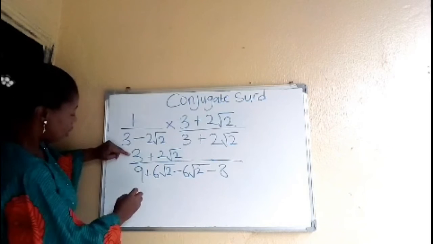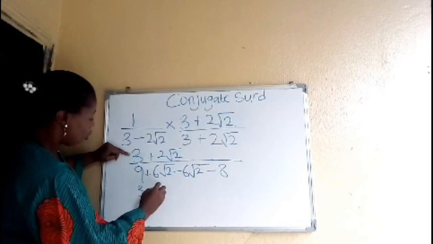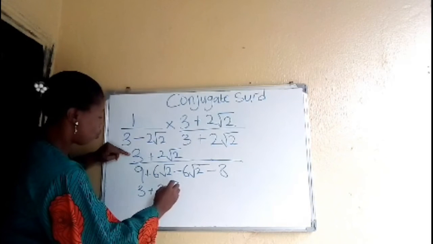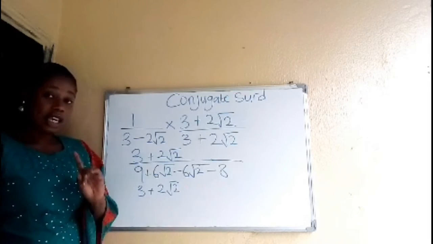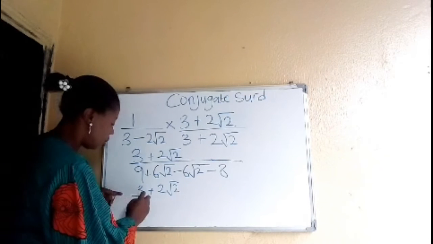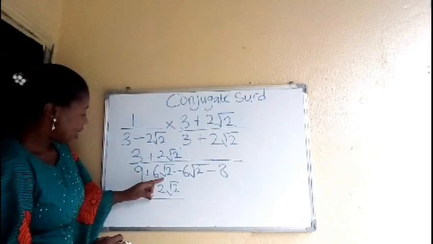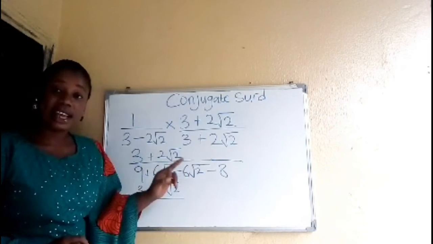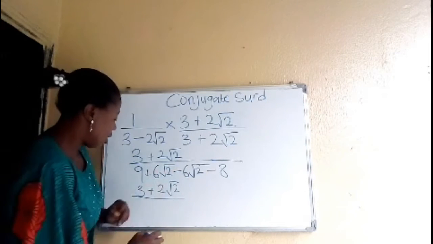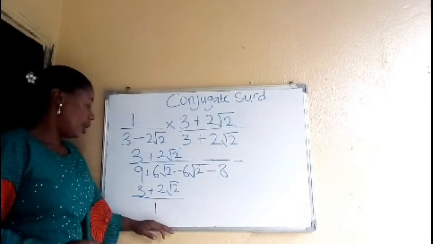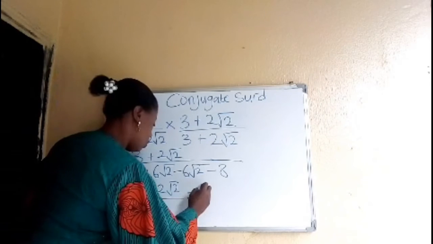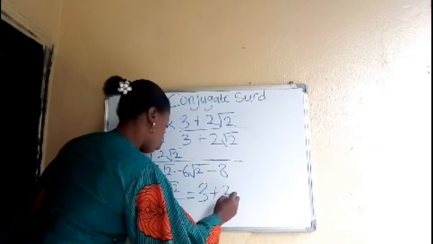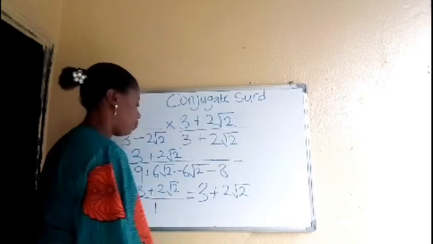Go ahead and solve. This is 3 plus 2 root 2. So 9 minus 8 is 1. And then 6 root 2 minus 6 root 2 is 0. So 9 minus 8, we have 1. And any number all over 1 is that number. We have 3 plus 2 root 2.